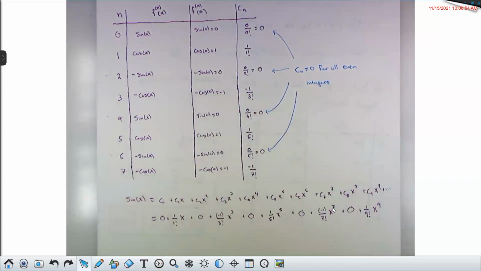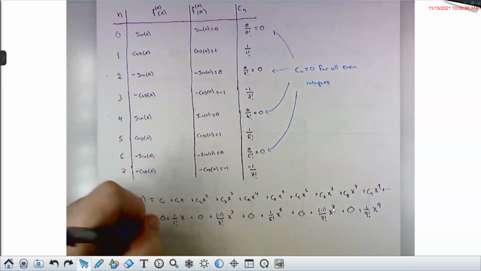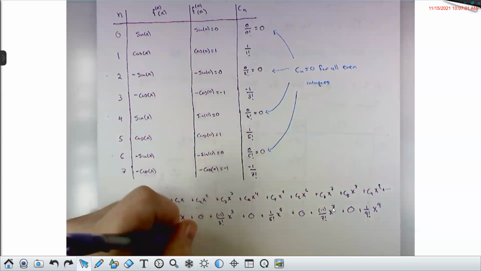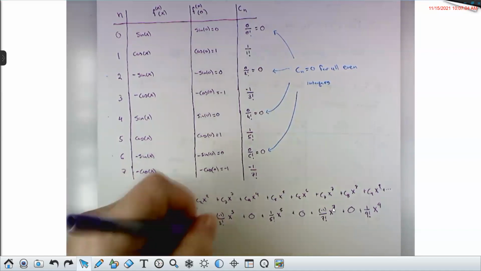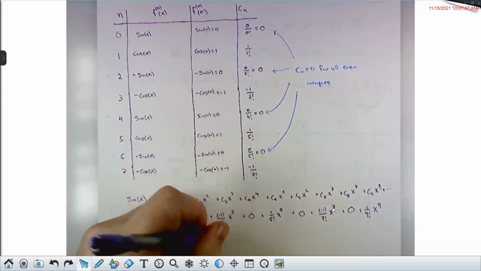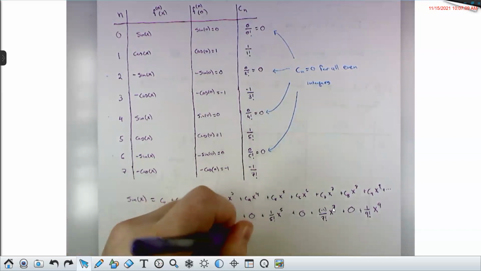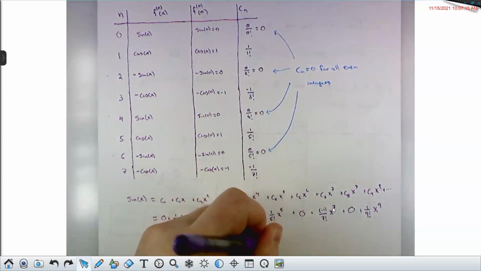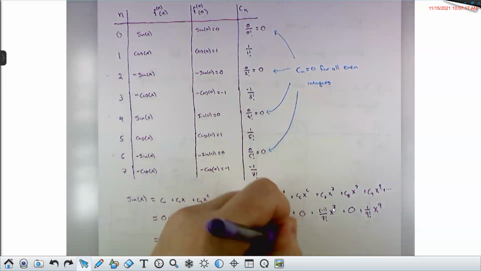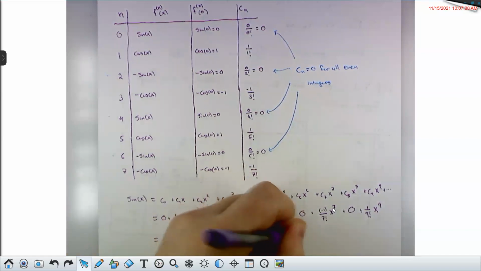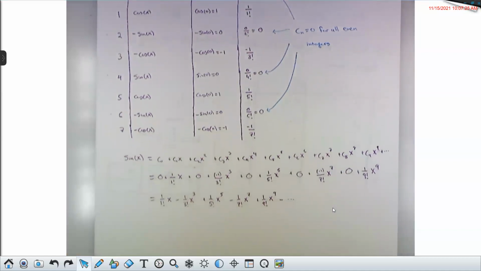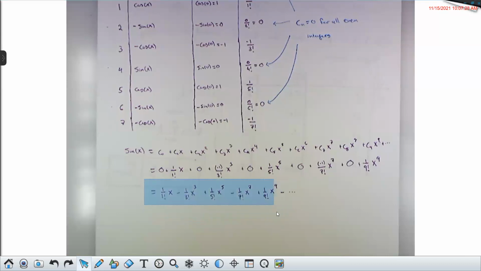All right, now let's write this without the zeros. I get 1 over 1 factorial times x minus 1 over 3 factorial times x cubed plus 1 over 5 factorial times x to the 5 minus 1 over 7 factorial times x to the 7 plus 1 over 9 factorial x to the 9, and so on. The next term would be -1 over 11 factorial x to the 11. So this is the first few terms of the power series for sine.